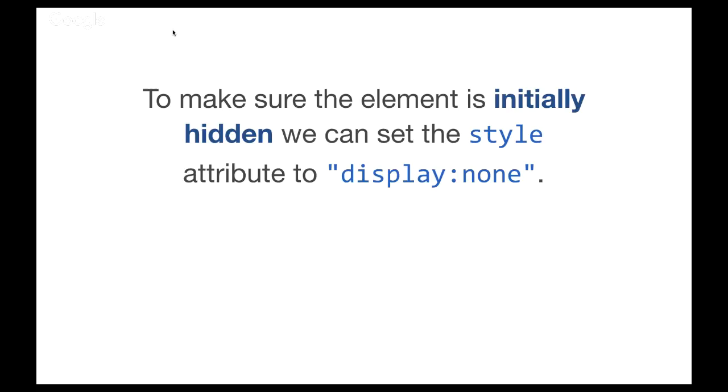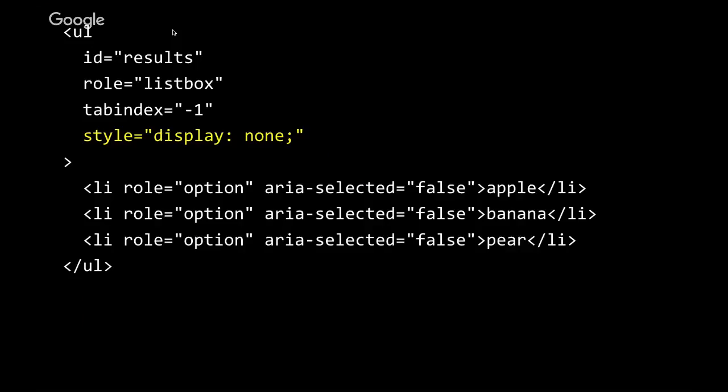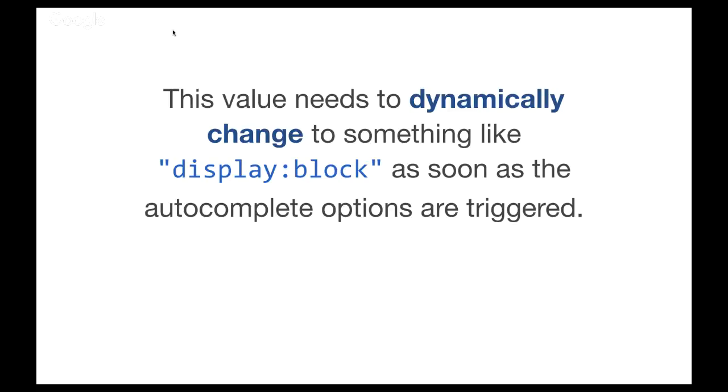Now to make sure that element is initially hidden, we could set it to display none. You can do this with CSS as well, but in this case, you might want to set it to display none. We could use a class instead, but just for this example, we'll use it like that. And of course, once it gets triggered, that would need to change to something like display block, so that it's removed from the DOM and then gets placed back in the DOM in a manner of speaking.